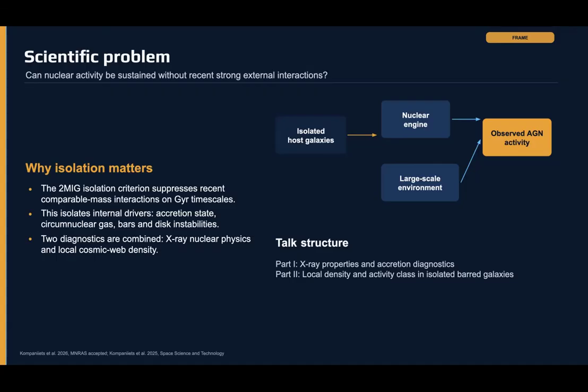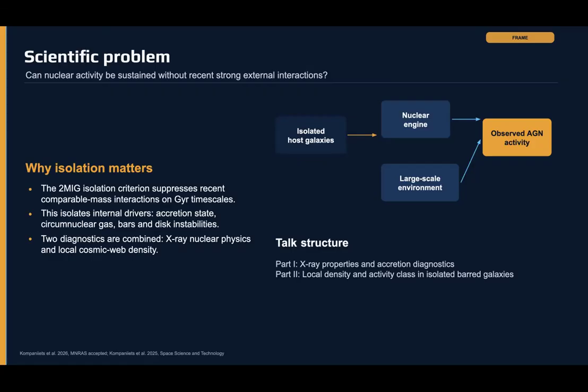In this work, we also used SDSS spectra to identify the activity class in isolated barred galaxies. In our department, we believe that isolated galaxies are like universal cosmological laboratories where we can study activity processes and ignore all possible influence from the environment. So the main question is, can nuclear activity be sustained without recent strong external interaction?